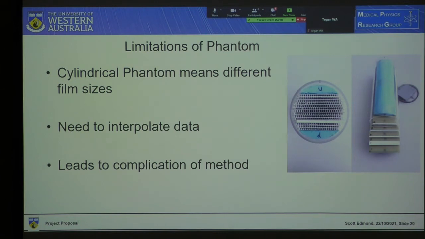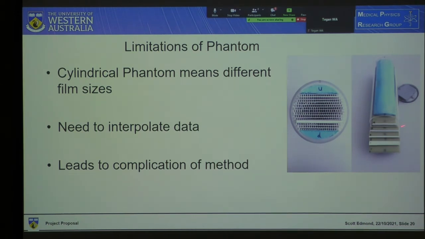That leads to a complication of the method, which is if we're trying to expand this to a QA analysis, we don't want it to be labor intensive or complicated, so that is one of the issues. It also means that the software written is more complicated to write, which leads to more errors. So yeah, that is an issue.